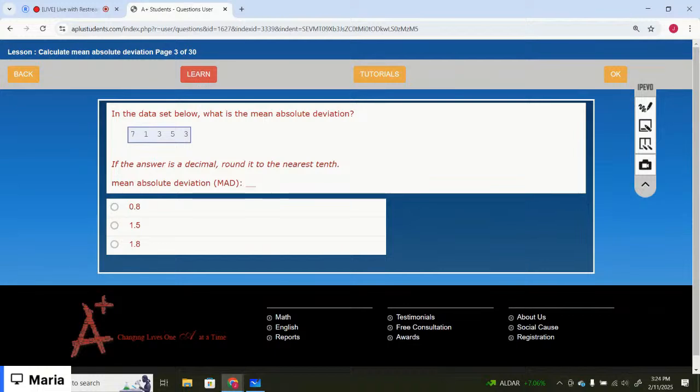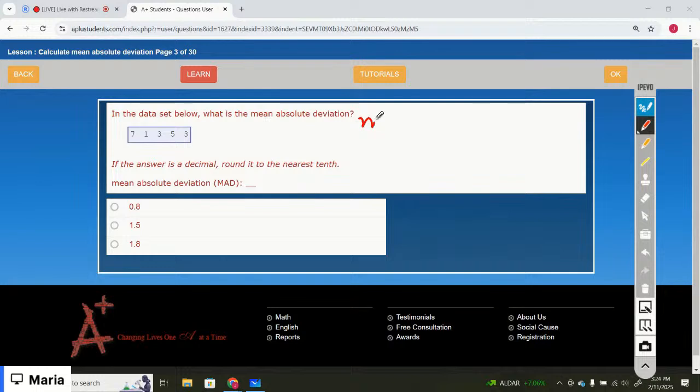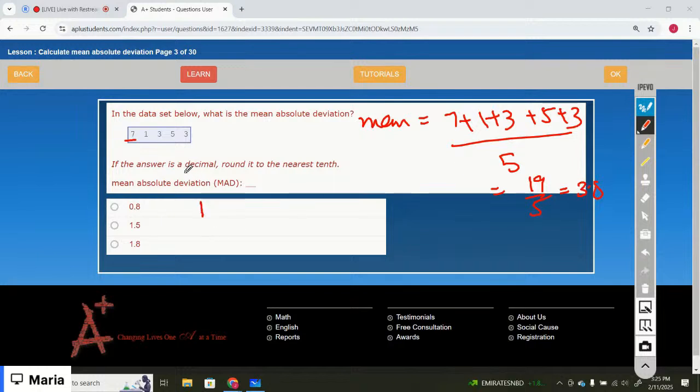In the dataset below, what is the mean absolute deviation? The first thing is you need to calculate the mean. Just add them all and divide by 5. 7 plus 1 plus 3 plus 5 plus 3 is 19. The mean is 19 divided by 5, that is 3.8. You have to subtract every value from 3.8.